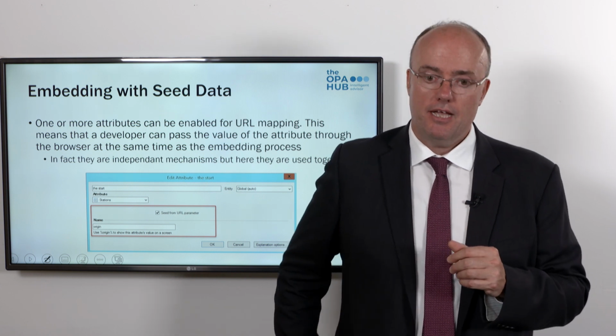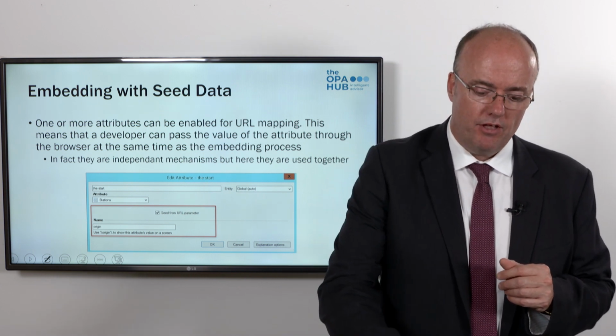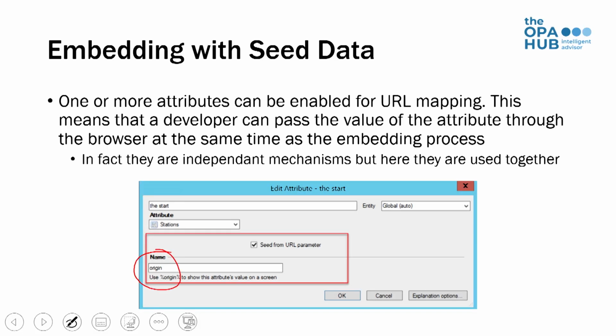Step 1, in the project, give a name to your attribute. So the start, I've given a name of origin. Okay, so I've said, when you see the word origin in JavaScript, I mean the starting point of the journey. And I've selected this box to say, let it be seeded through the URL parameter system.